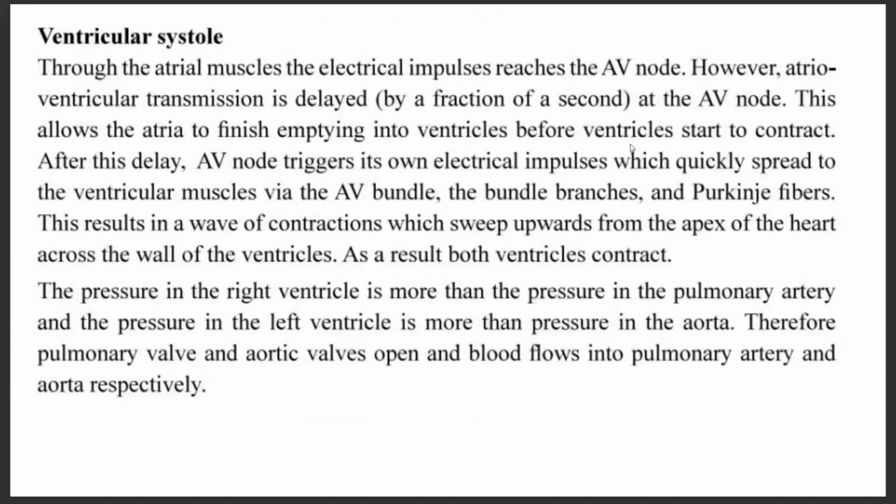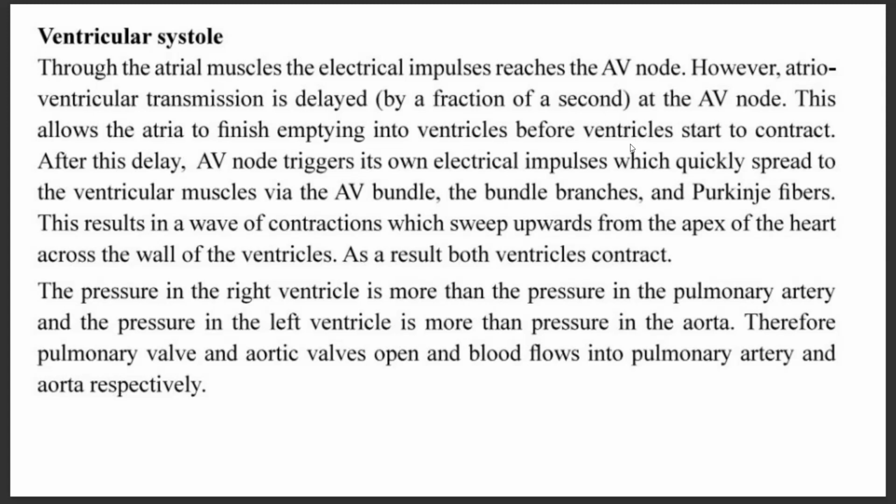Next one, ventricular systole. Through the atrial muscles, the electrical impulses reach the AV node. However, atrioventricular transmission is delayed at the AV node. This allows the atria to finish emptying into the ventricles before the ventricles start to contract. After this delay, the AV node triggers its own electrical impulses, which quickly spread to the ventricular muscle via the AV bundle, the bundle branches and Purkinje fibers. This results in a wave of contraction which sweeps upwards from the apex of the heart across the wall of the ventricle. As a result, both ventricles contract.